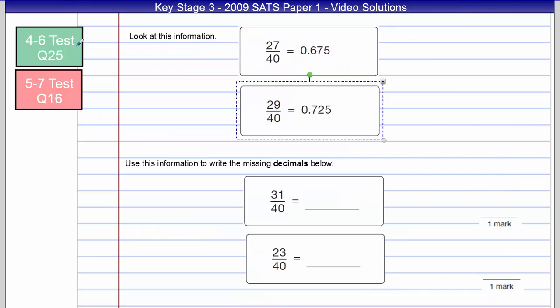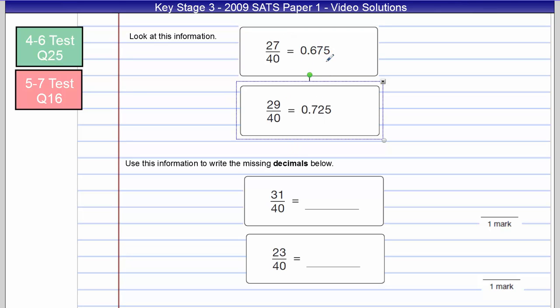Question 25 on the 4-6 test, question 16 on the 5-7 test. Look at this information. We've got 27 over 40 equals 0.675 and 29 over 40 equals 0.725. Use this information to write the missing decimals below. So we want 31 over 40. Well, if you notice between this one and this one, you're adding 2 to the top number each time.